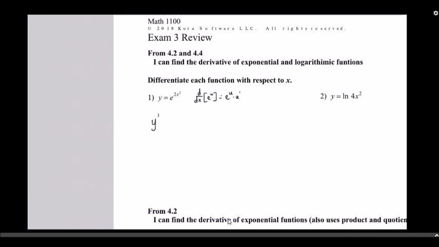So this is our u function here. So the derivative of e to some power is equal to e to that power multiplied by the derivative of that power, which is 4x, so 4x times e to the 2x squared.